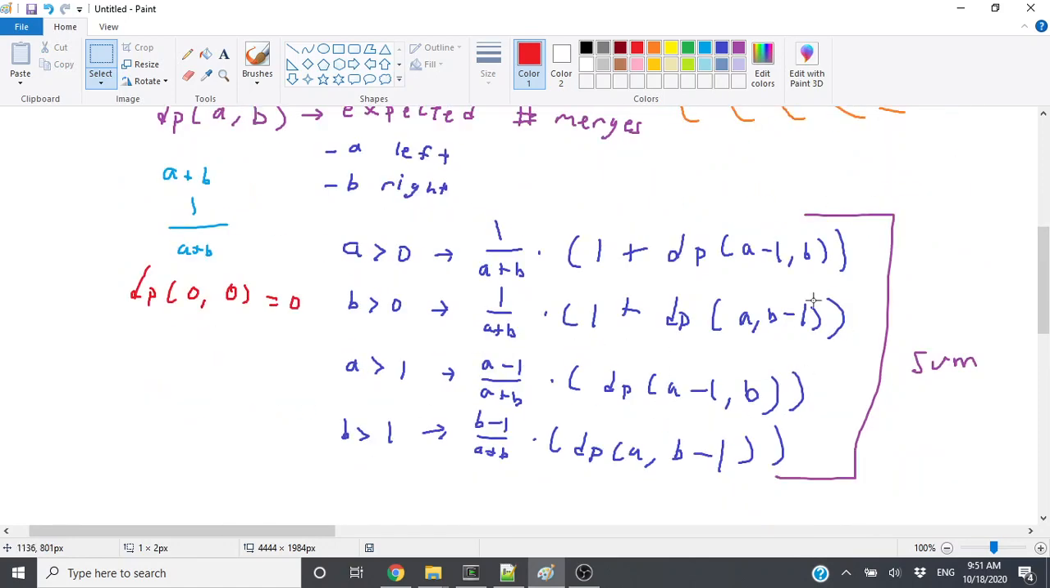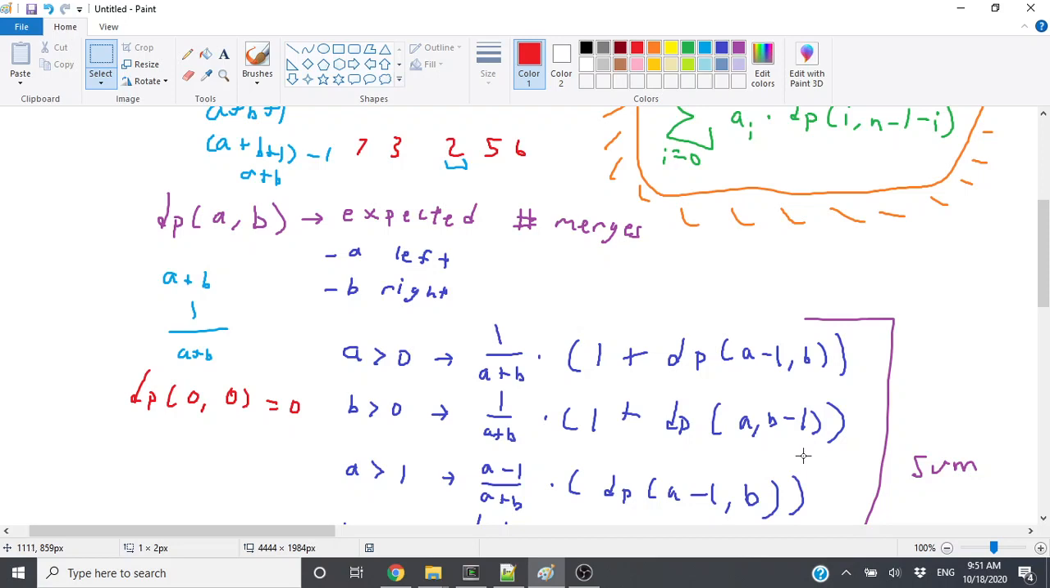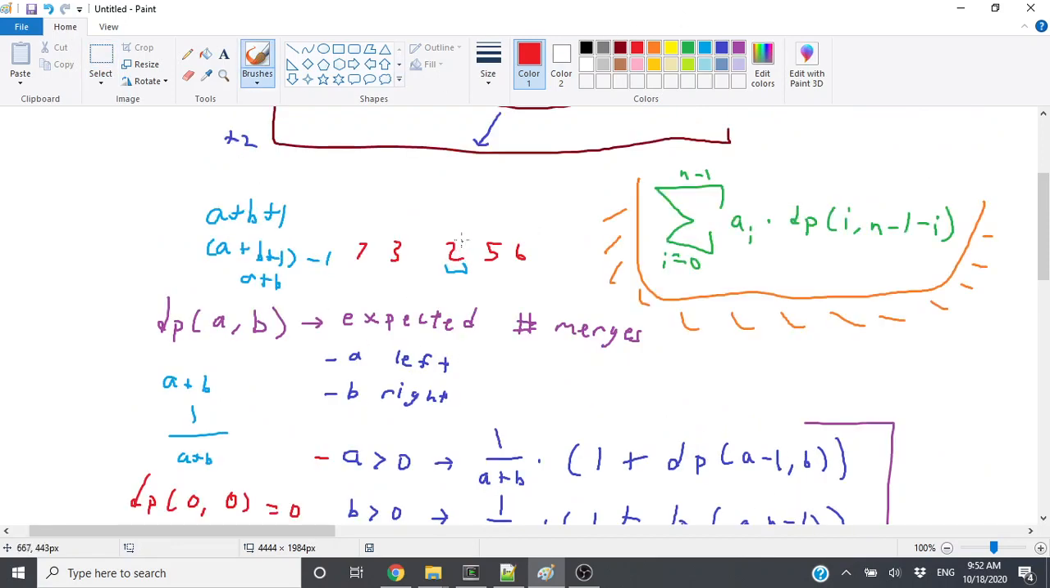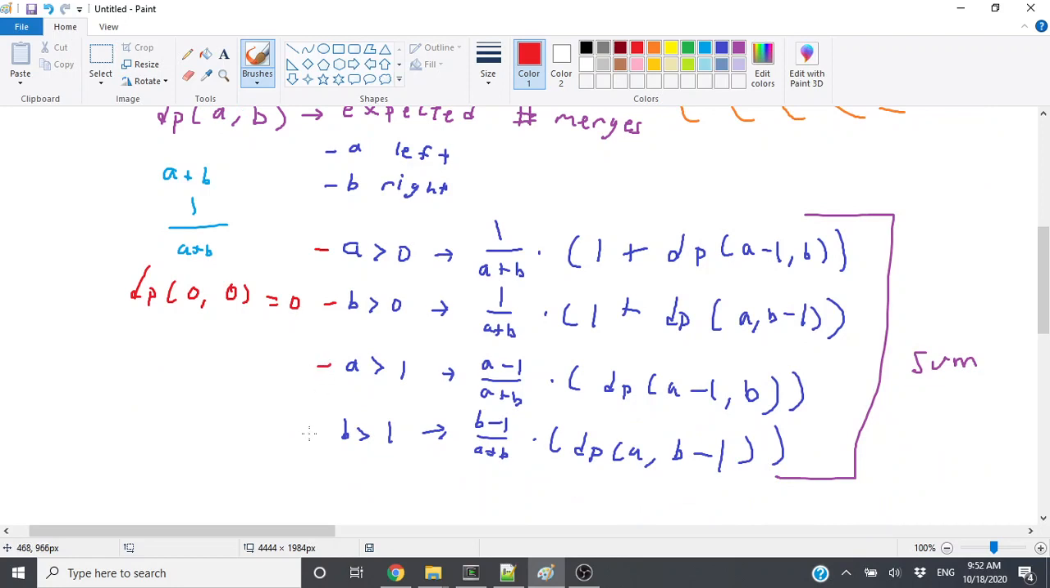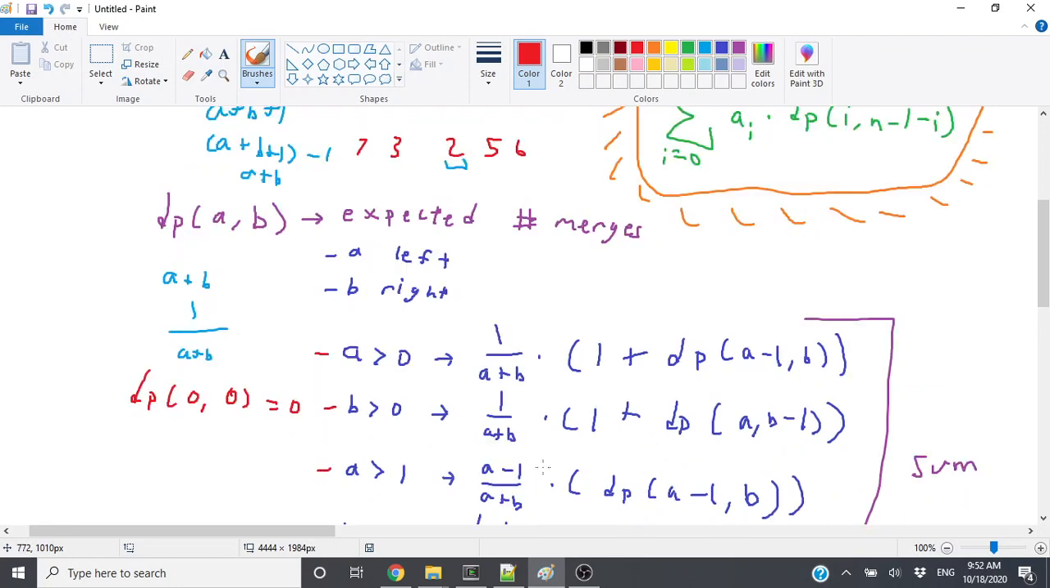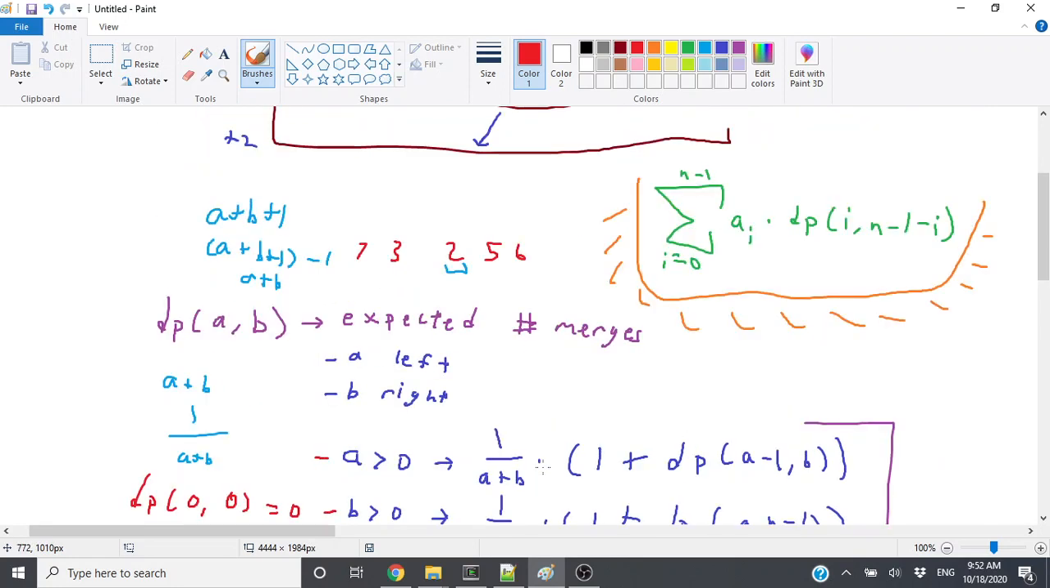So that is it. Those are the transitions. Again, we either directly merge with the 2 on the left, merge on the right, merge with something other than the 2 on the left, or merge with something other than the 2 on the right. And then once again, the answer is this summation expression, which is A_i times dp of i and m minus 1 minus i. And that's the answer.